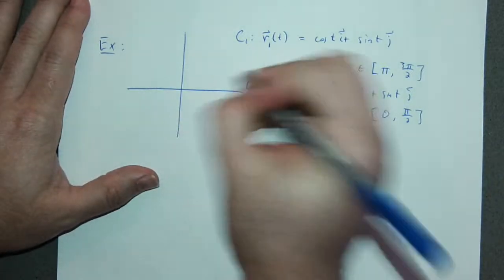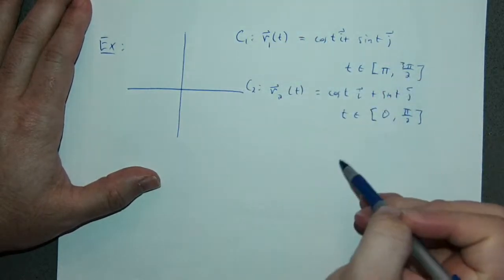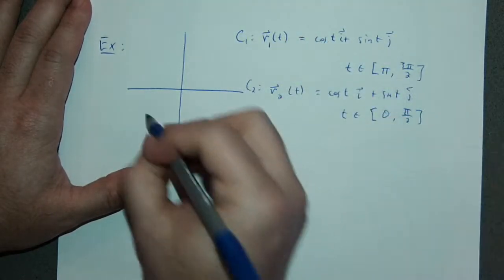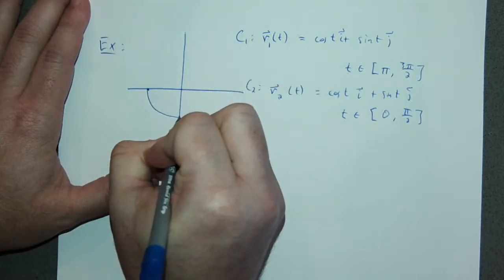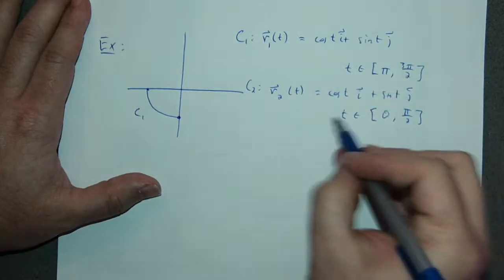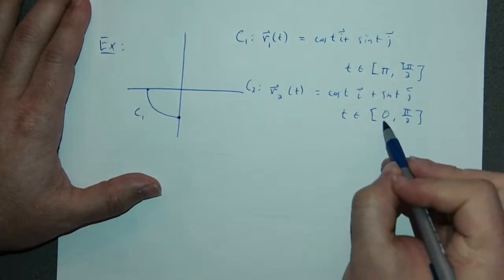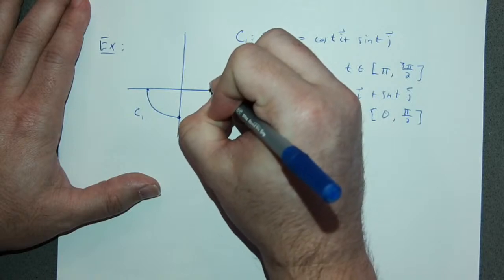So C1 is the piece of unit circle that goes from pi to 3 pi over 2. So it's this piece, right? So this is C1. And C2 is, of course, the part of unit circle that goes from 0 to pi over 2. So it is this piece, right?